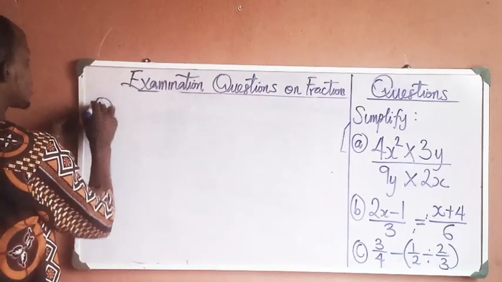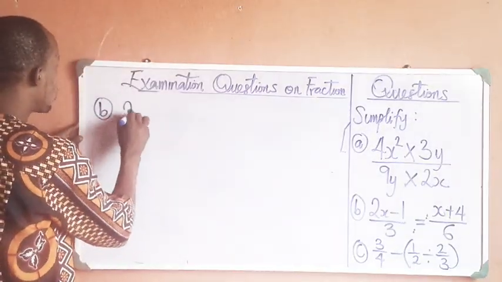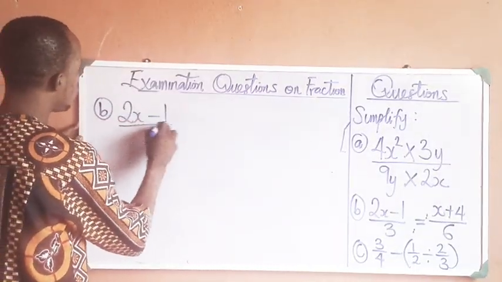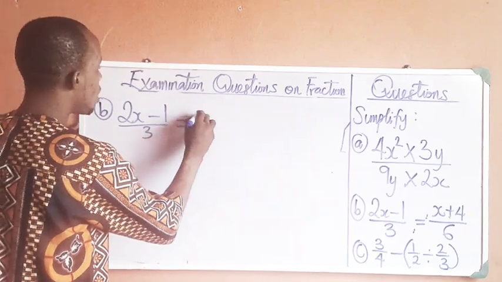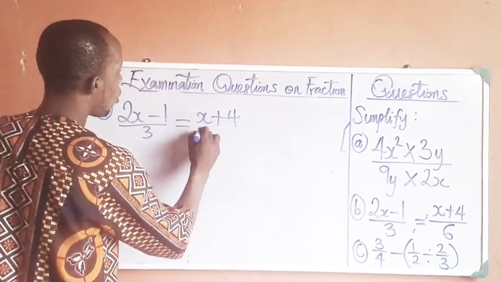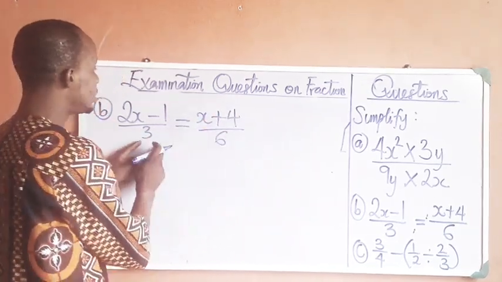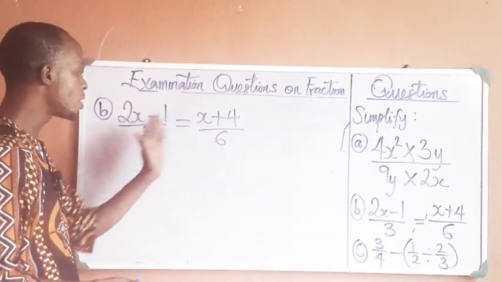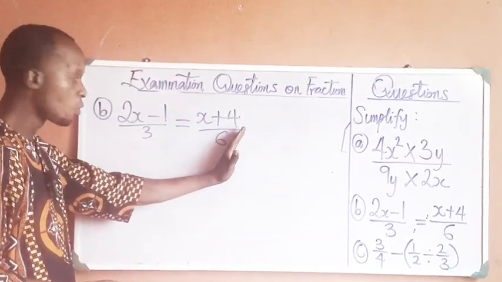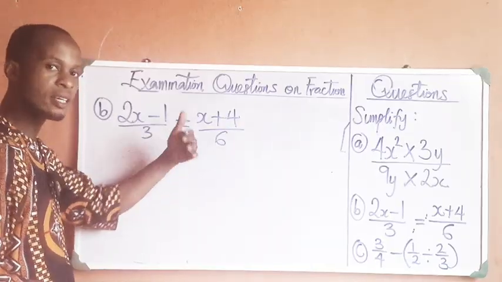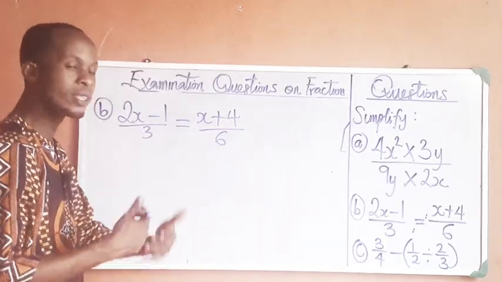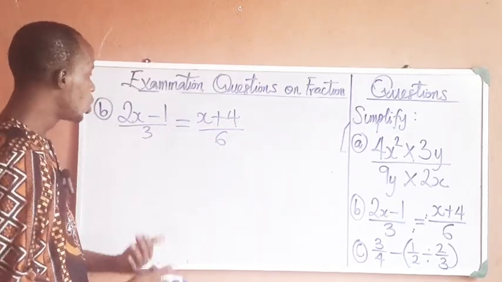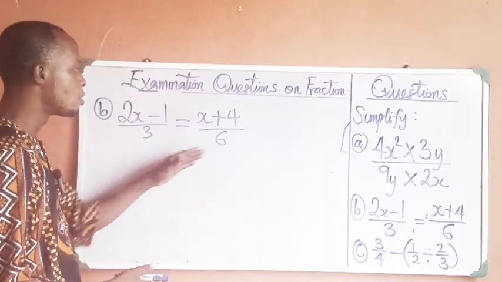Question B says we have 2x minus 1 all over 3 equals to x plus 4 all over 6. And this kind of question is simply an equation involving fraction. It's an equation that involves fraction. So what are we supposed to do? We will look for the LCM of the denominators.